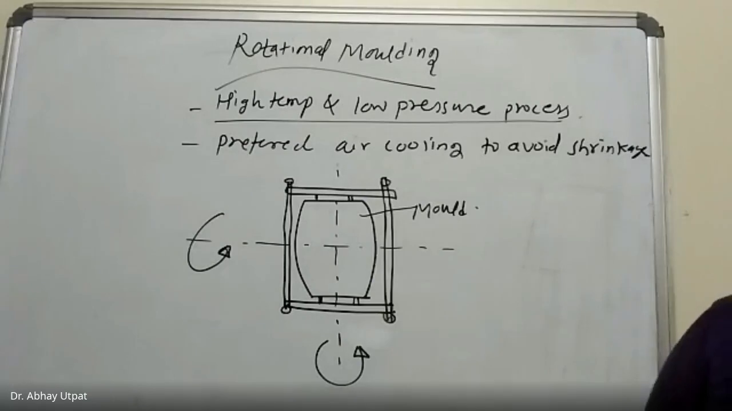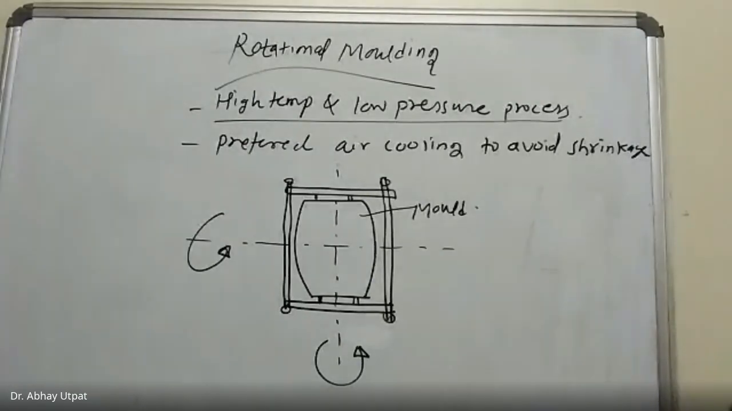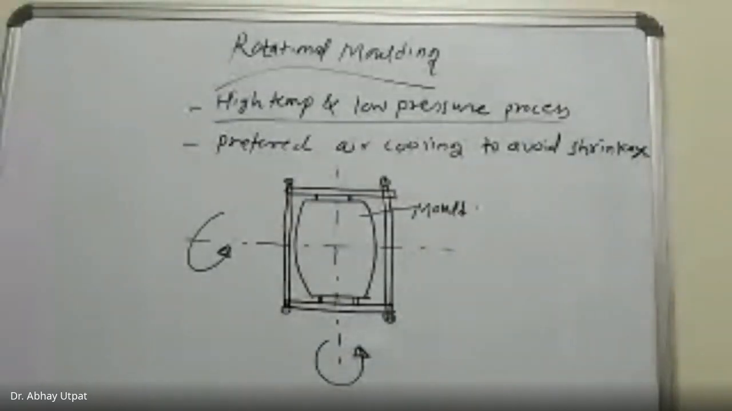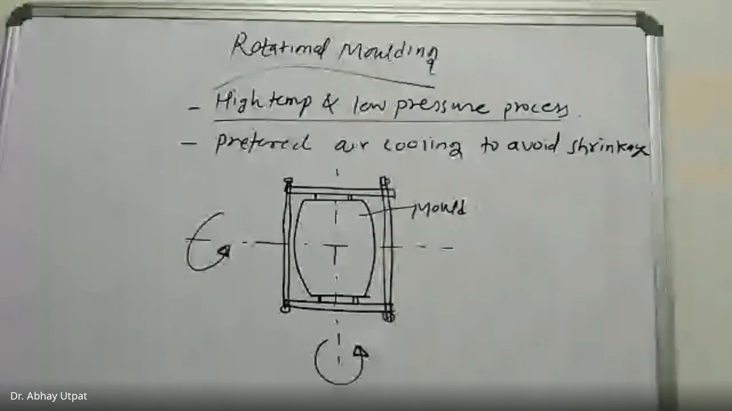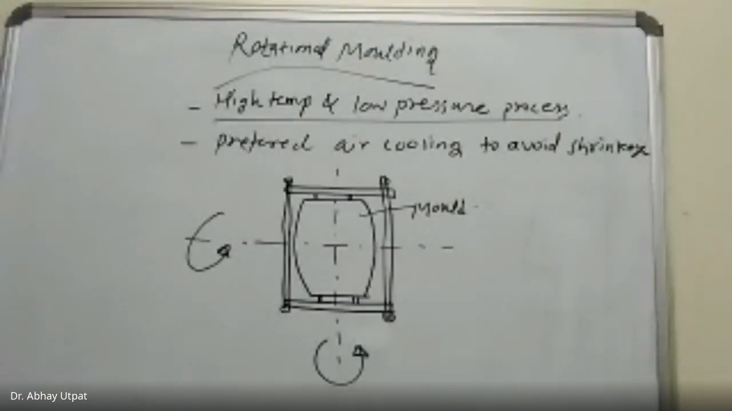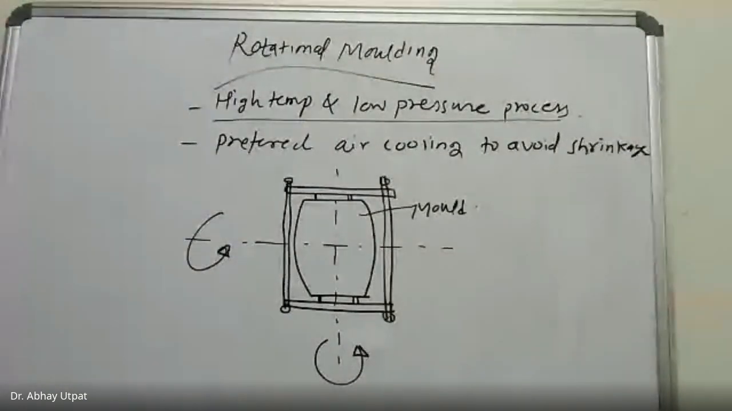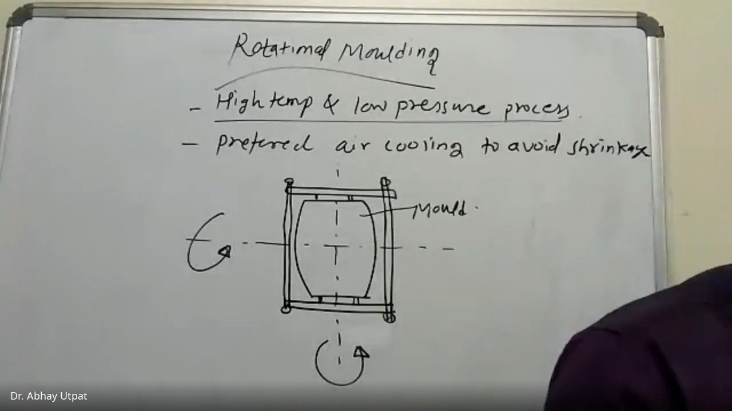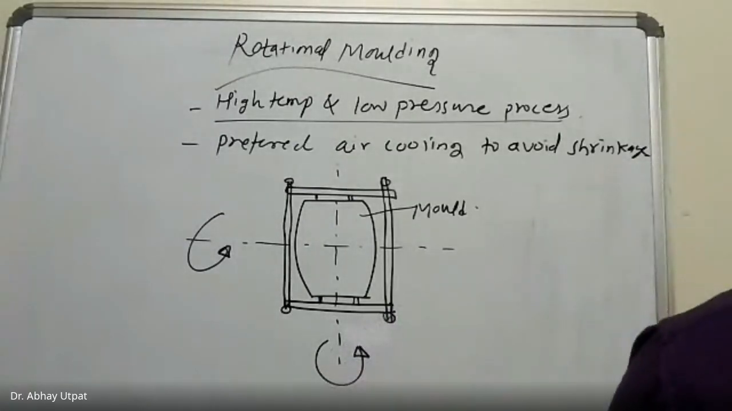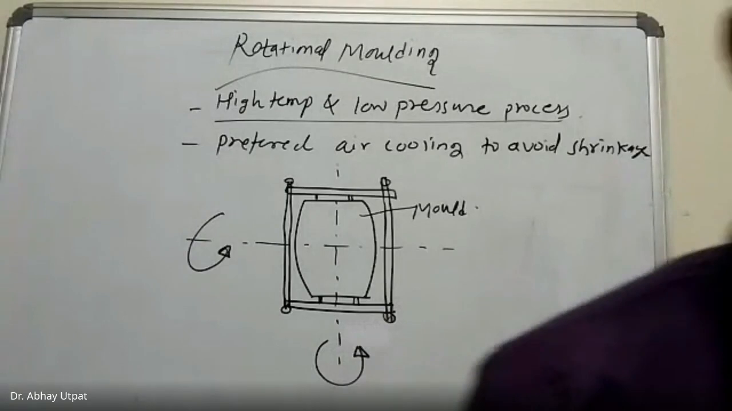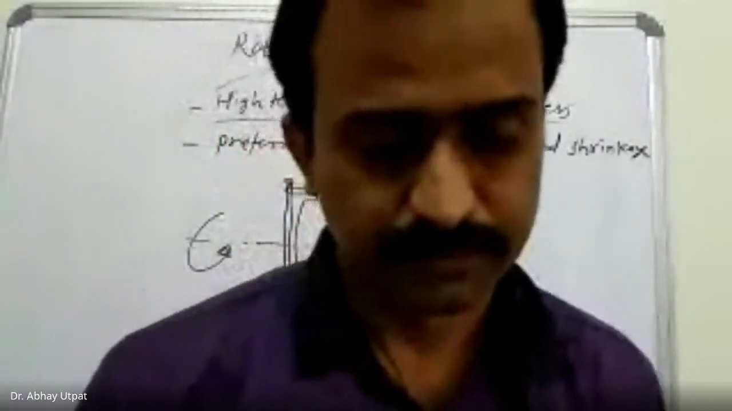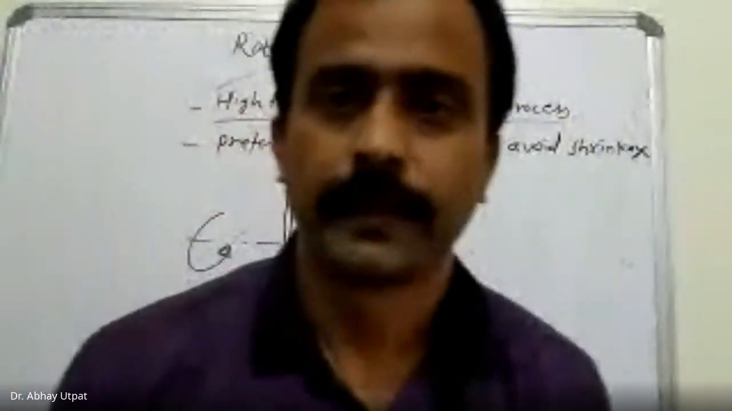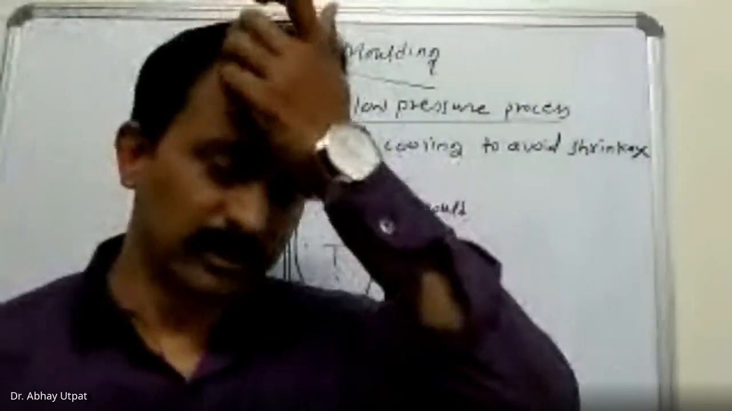Next line. The important process parameters are: first, amount of plastic; second, heating temperature; third, heating time; then rotational speed; and the fifth one, rate of cooling.